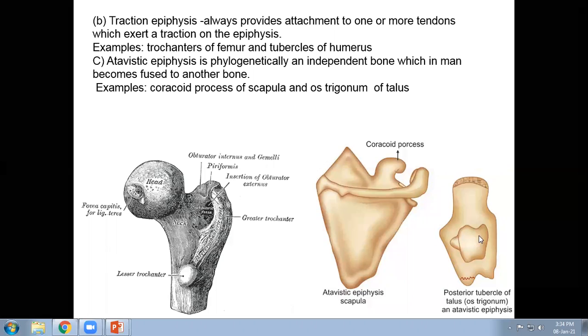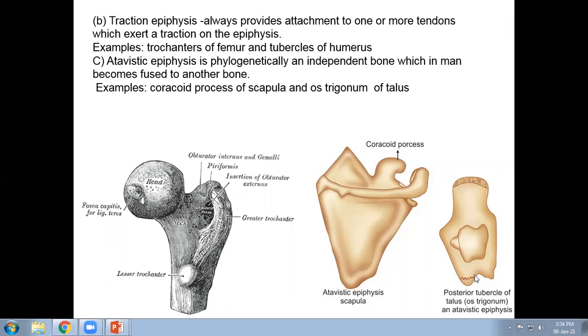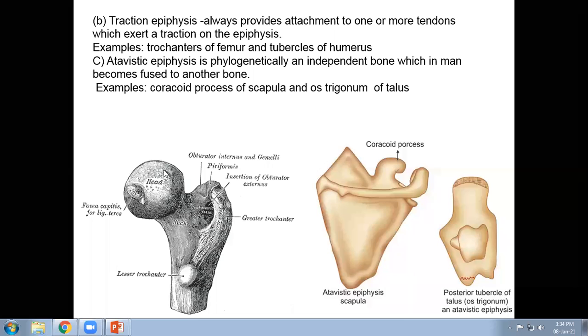Again, this structure, this is the talus bone, the posterior tubercle of the talus bone, which was developed separately but later fuses with the talus. So this is an example of atavistic epiphysis. So we have seen three epiphyses: atavistic epiphysis, then the traction epiphysis, and the pressure epiphysis. This is again a pressure epiphysis.